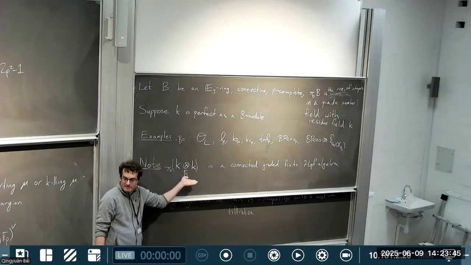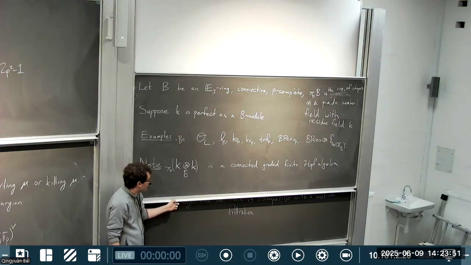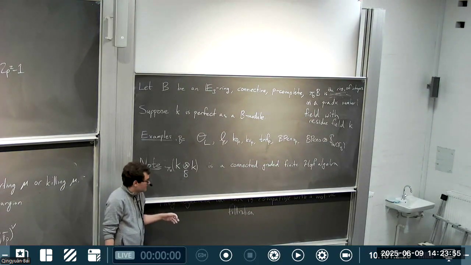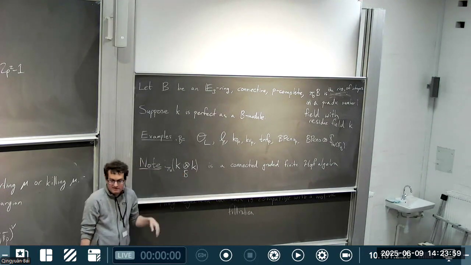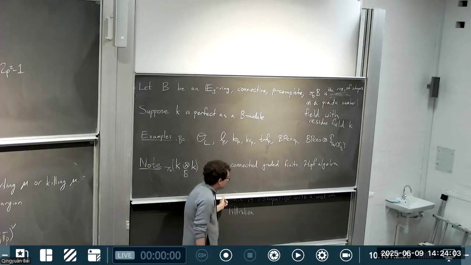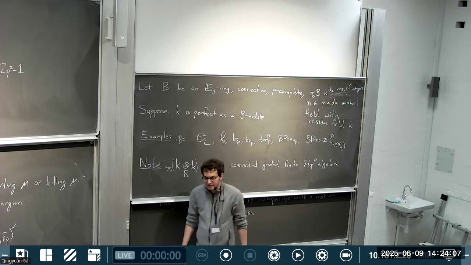It will obviously be connected because we're taking a tensor product here, which has, for example, a Tor spectral sequence that will show this is connected. It's graded because it's the homotopy groups. Connected in this strong sense that its pi 0 is just K. And the key point here is that it's finite.